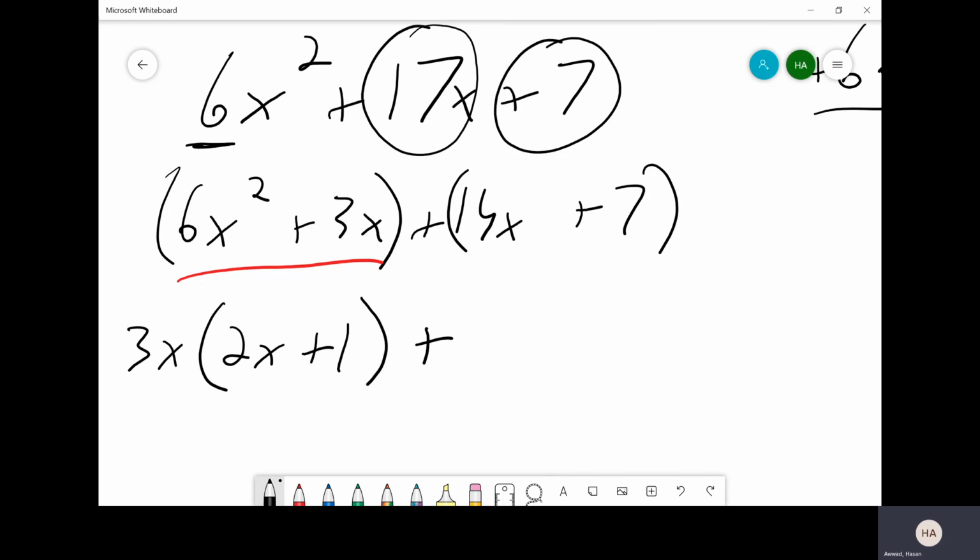Now we have to look over here. What can we pull out of 14x and 7? Well, we definitely can't pull out an x, right? So we're only going to be pulling out a number here. And what number are we going to pull out? Well, we can take 7 directly out. So we take 7 out.